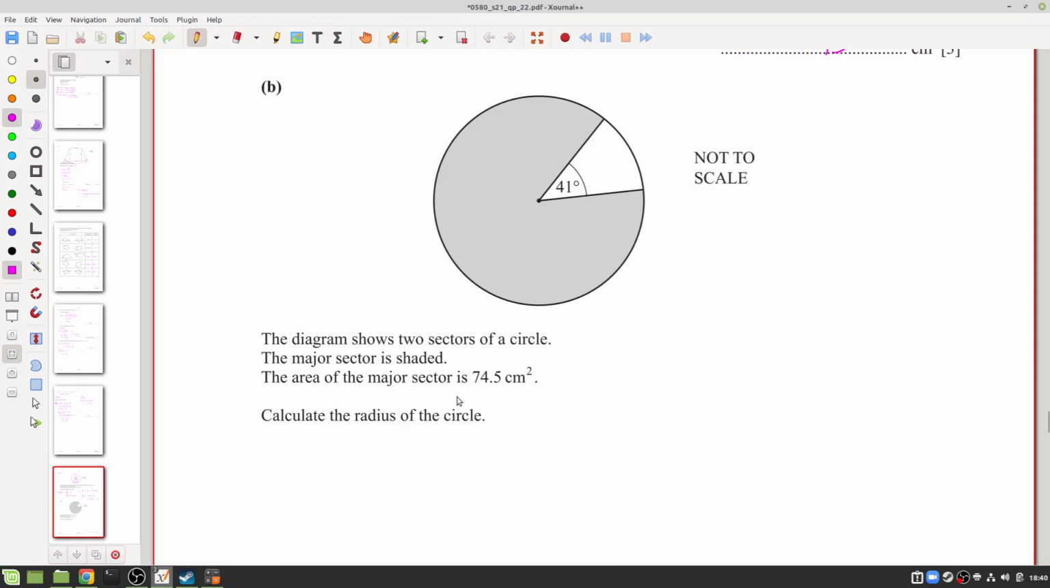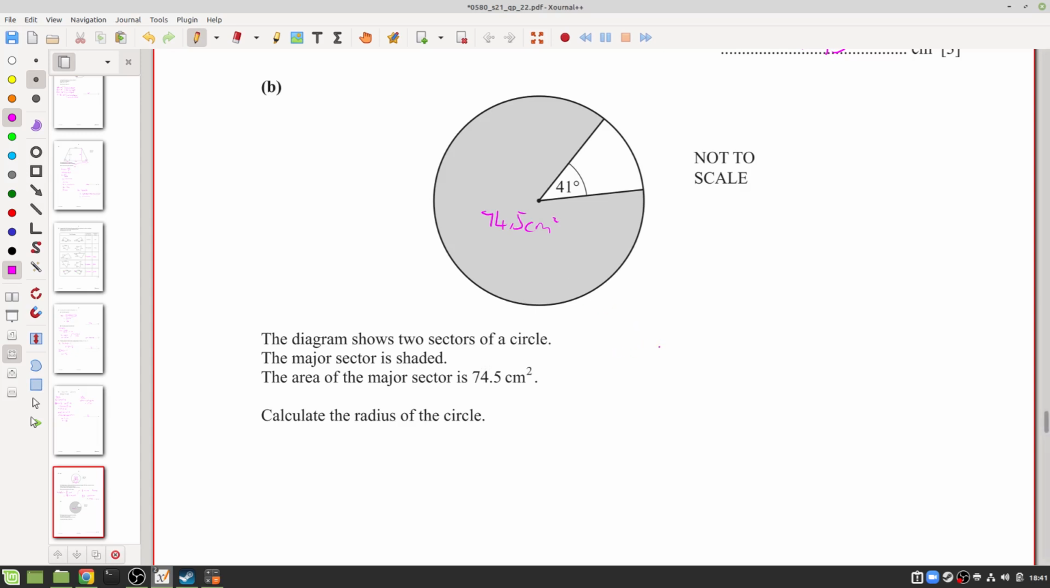Part B. Okay, the diagram shows two sectors of a circle. The major sector is shaded. Okay, the major is the big one. Area of the major sector is 74.5. Let me just fill that in. 74.5, that's the area, squared centimeters. And then calculate the radius of the circle.